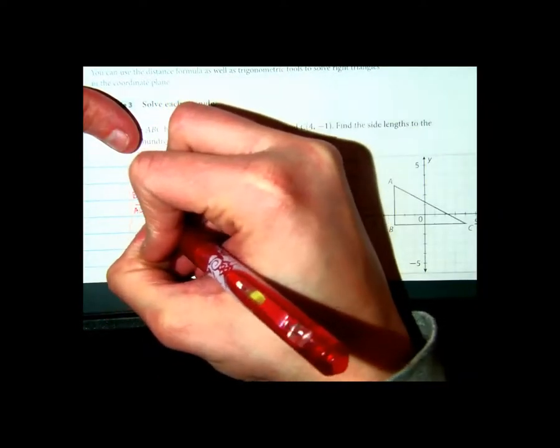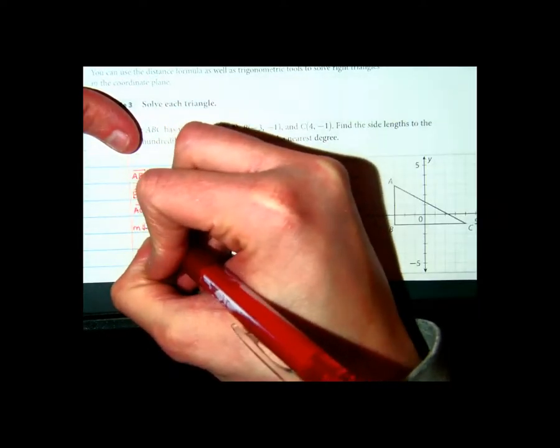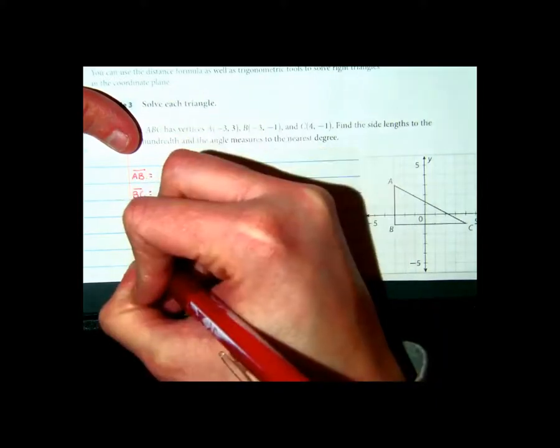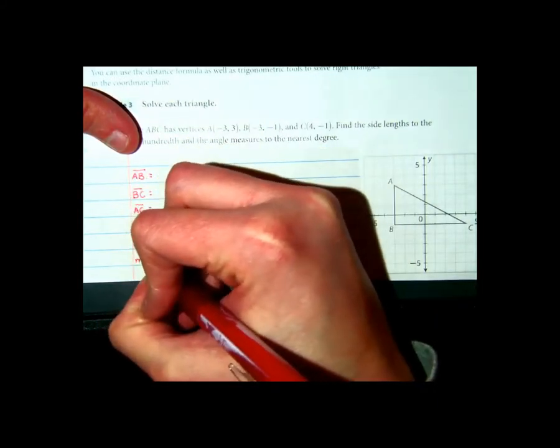The side length should be easy. And we're going to have to find the measure of angle A, and we're going to have to find the measure of angle B, and we're going to have to find the measure of angle C. Seems like a lot. There are a couple of these that will take us no time at all.